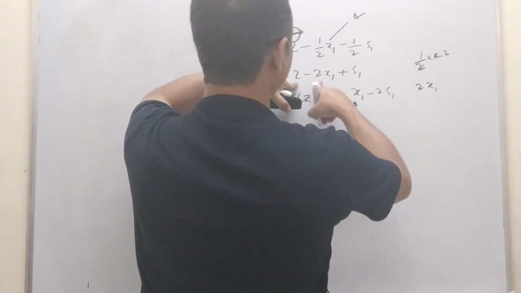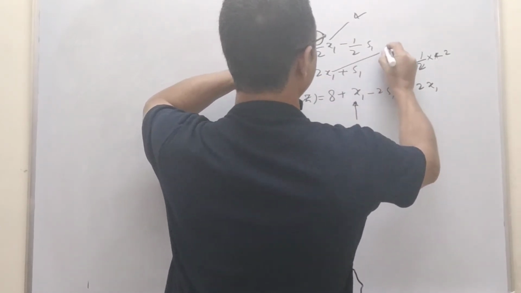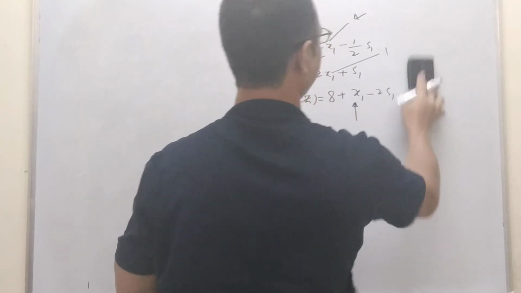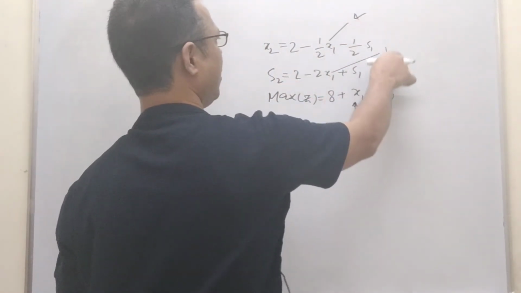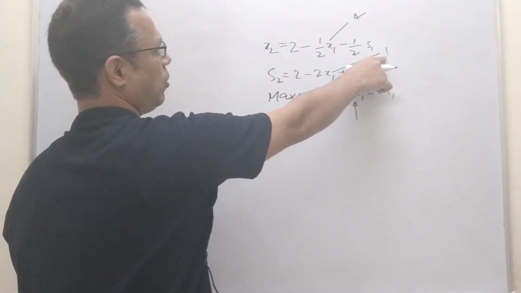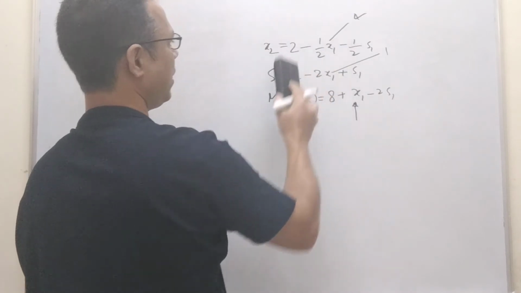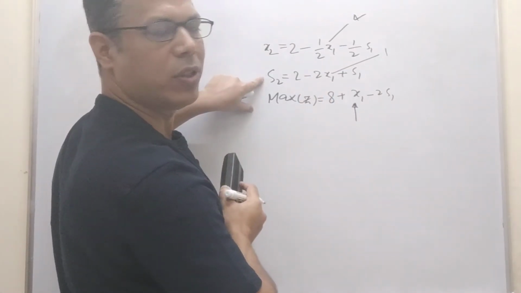Here we need to consider x1 equal to 1. So it will give 2 minus 2, 1. So x1 is equal to 1. Which value is going to be considered out of these 4 and 1? Which one shows the least positive value? This one shows the least positive value. It means x1 is going to enter into the basis and s2 is going to leave the basis.